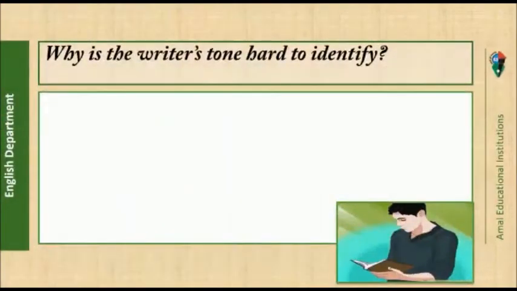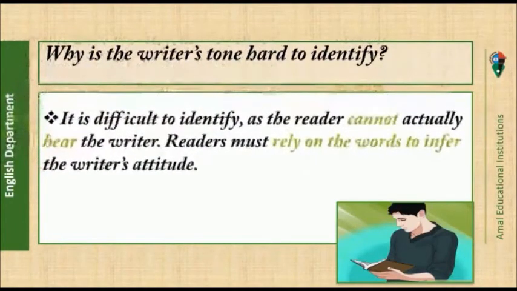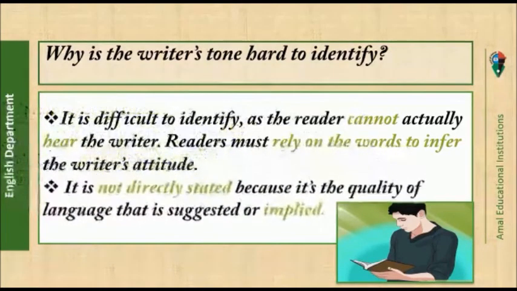Why is the writer's tone hard to identify? It is difficult to identify as a reader cannot actually hear the writer. Readers must rely on the words to infer the writer's attitude. It's not directly stated because it's the quality of language that is suggested or implied. Let's move on to see how the writer's tone can be determined.